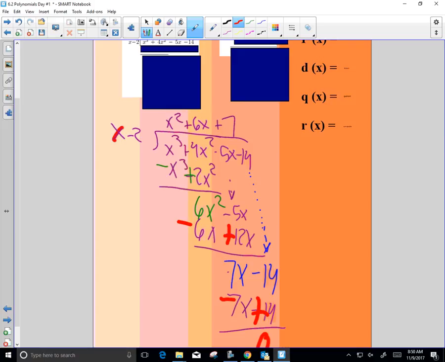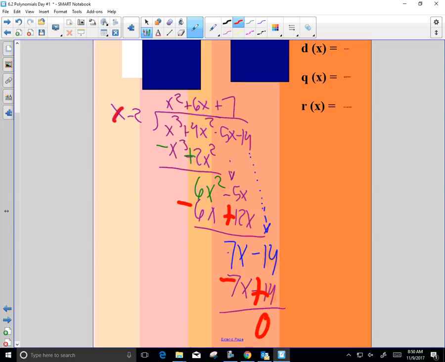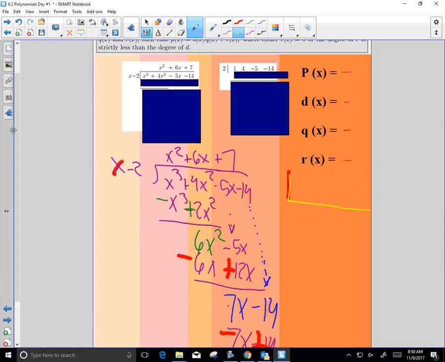But wouldn't it be great if you didn't have to do all of this writing? Wouldn't that be awesome? So here's synthetic, and it is going to parallel this perfectly. Here's what you do. Everybody draw a little box like this. Everybody, don't put your stuff away yet. And you're going to put the coefficients of the answer here. 1, 4, negative 5, and negative 14. These are the coefficients of x cubed, x squared, and so on.